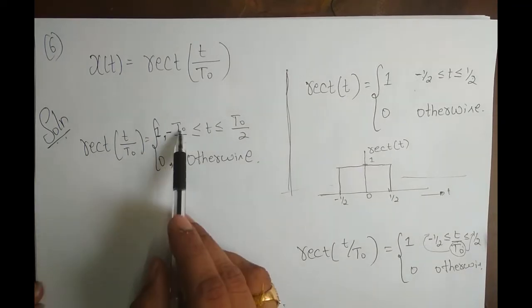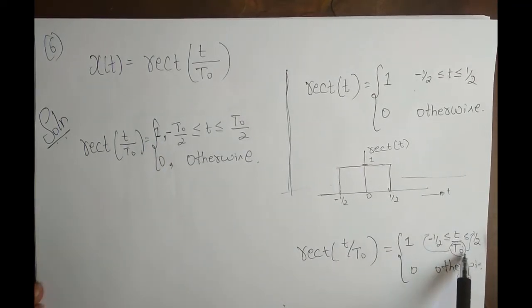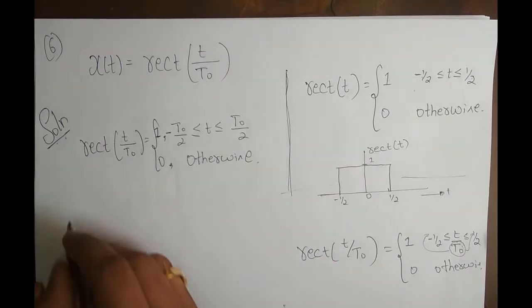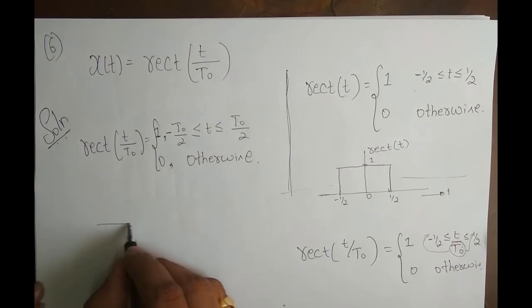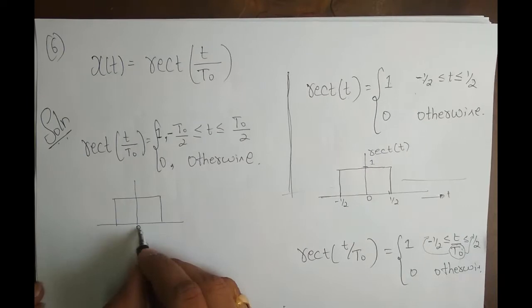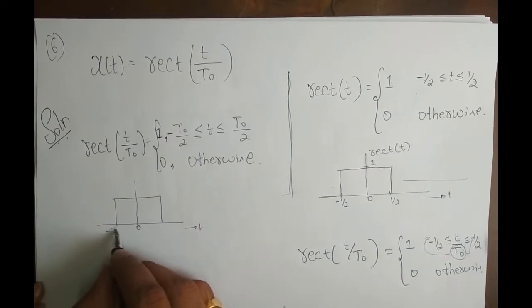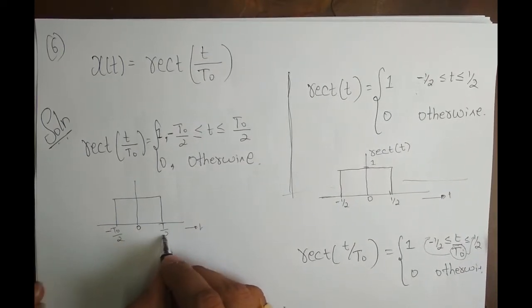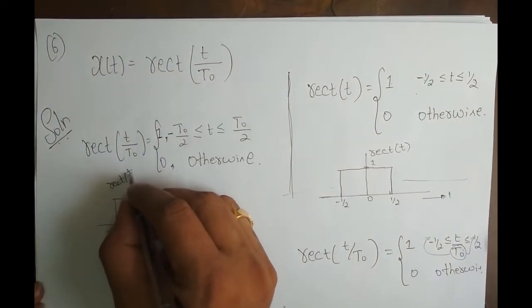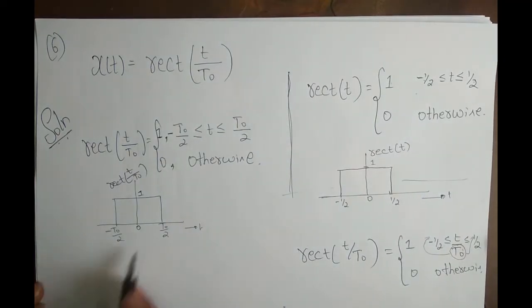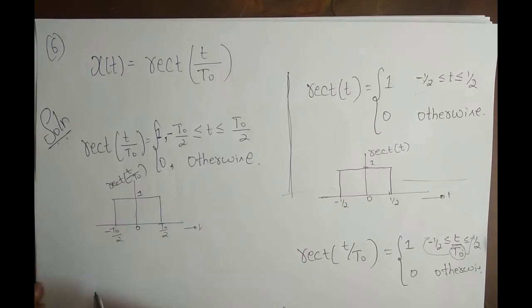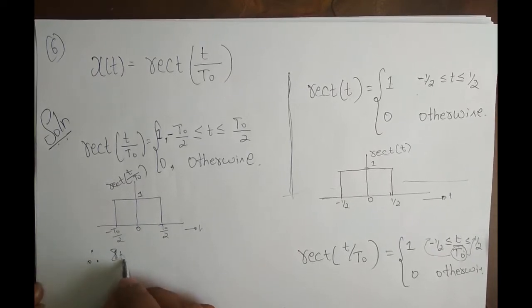Okay, so how did I get this T naught? Because of the problem, RECT of T by T naught. Graphically this is how it looks. This is T equal to 0, this is minus T naught by 2, this is plus T naught by 2, and its amplitude is 1. This is RECT of T by T naught. So is this periodic or non-periodic? It's a non-periodic signal, so it's not repeating, therefore it's an energy signal.